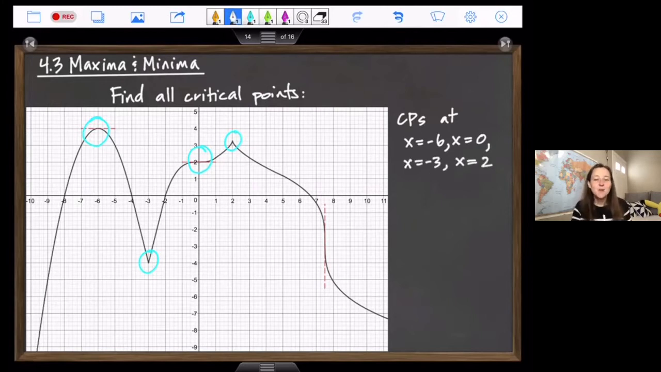A very uncommon kind of undefined derivative spot is over, it looks like at 7.5. That's the place where this tangent line briefly goes completely vertical. Remember, the derivative is the slope of the tangent line. Vertical lines have undefined slope. So a place where the tangent line is vertical is going to have an undefined derivative. So we're also going to say there's a critical point at x equals 7.5. We kind of have to guess that it's right there exactly between 7 and 8.